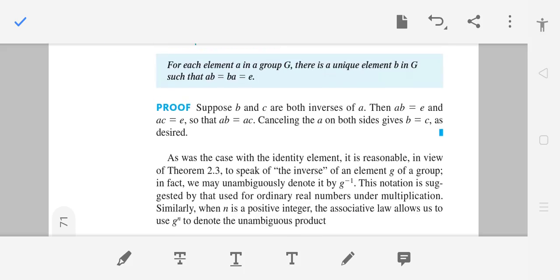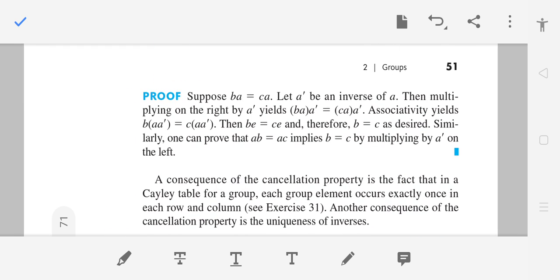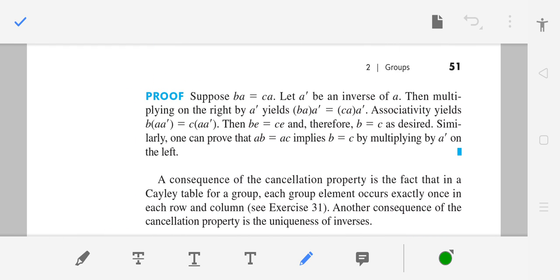So we just go back. Suppose ba equals ca is given to you, and let a dash be the inverse of a. Then you multiply by a dash on both sides, right? So what do you get? You can use associativity, and you conclude that because a dash is the inverse of a, a a dash is the identity. It is replaced by e, and b, c, because the identity multiplied by any element is again b and c.